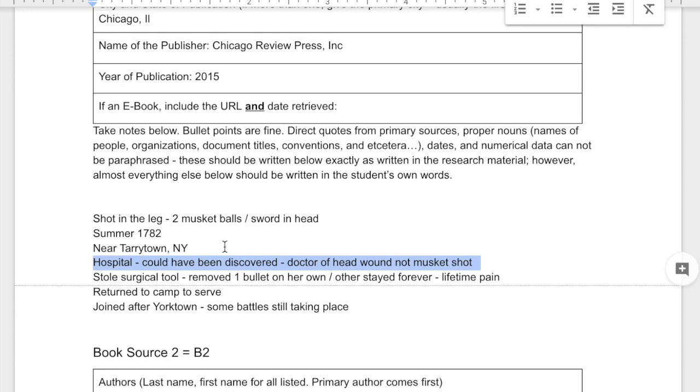So the Deborah Sampson story is she was a woman who wanted to serve her country, but women weren't allowed to serve as soldiers. But she disguised herself, and she actually fought heroically. And she was actually shot in the thigh and could have been discovered by the doctor. But she actually lied to the doctor, said, I just have a head wound. Doctor fixed the head wound. And then she stole a surgical tool, removed one of the bullets on her own. I mean, this is a woman of courage, I'm just saying. The other one stayed there forever, lifetime of pain. And then she returned to camp after doing surgery on herself to serve.